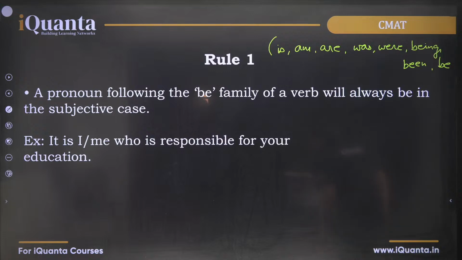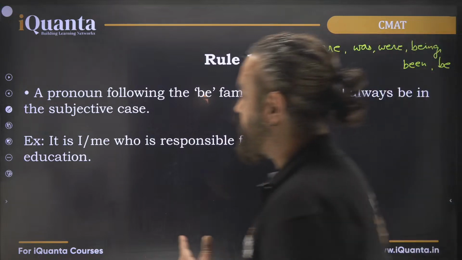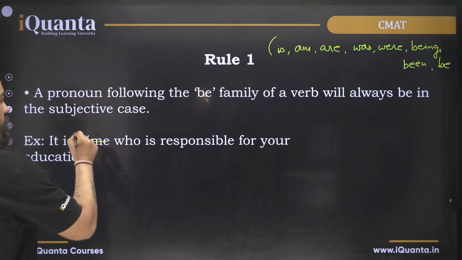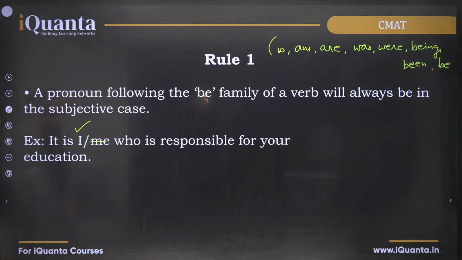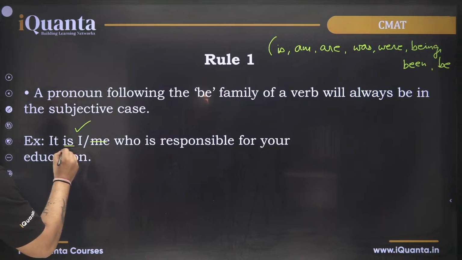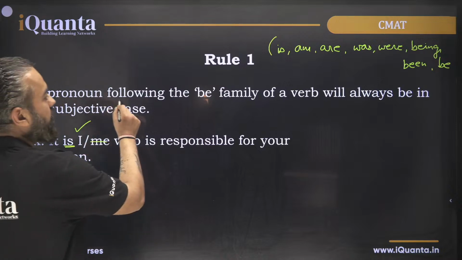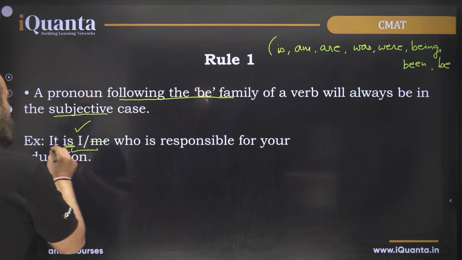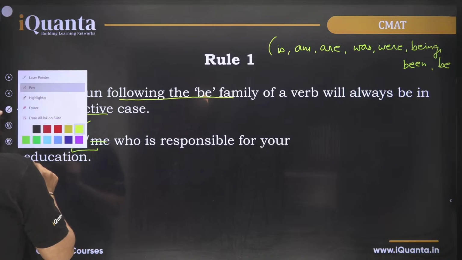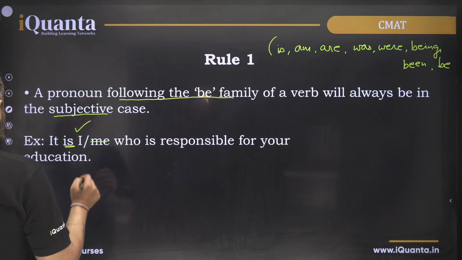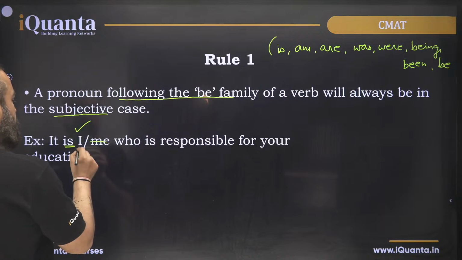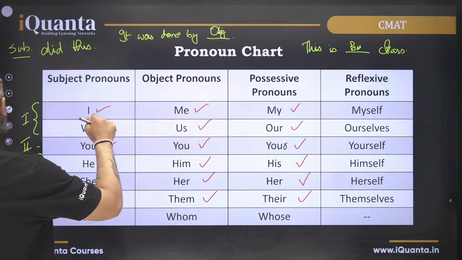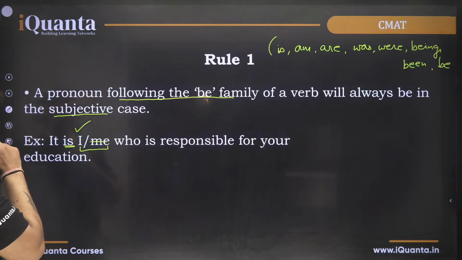Good answer, Ankit. Very good answer. Generally, we tend to say it is me who is responsible for your education, but the correct answer is, it is I who is responsible. Why? Because there is the be family. And what have I said? A pronoun following the be family will be in the subjective case. Out of these two, which one is subjective? I is subjective. Hence, it is I who is responsible for this.